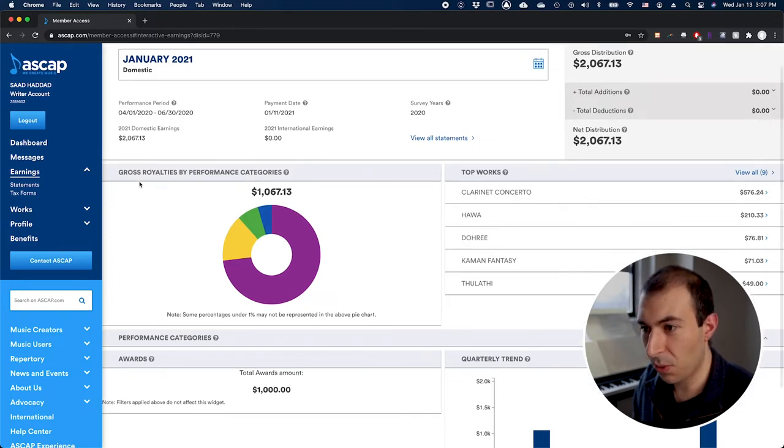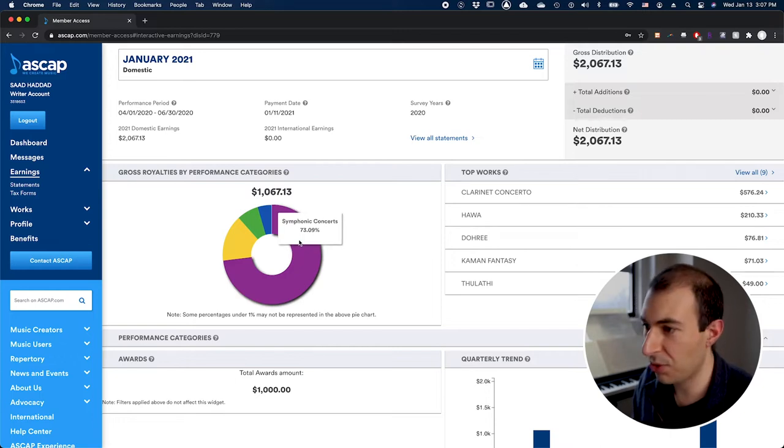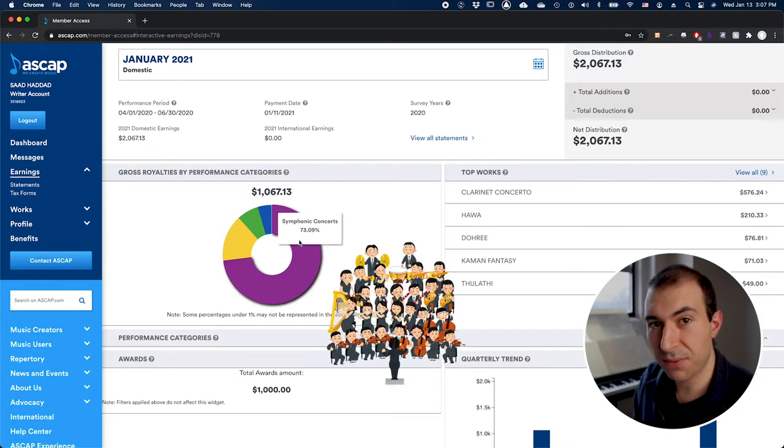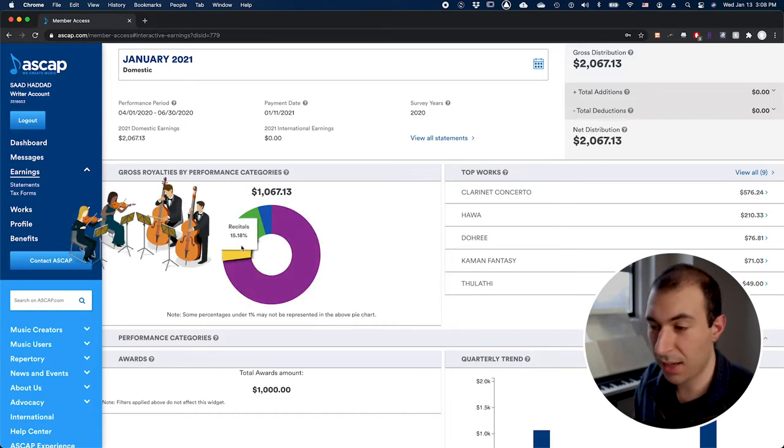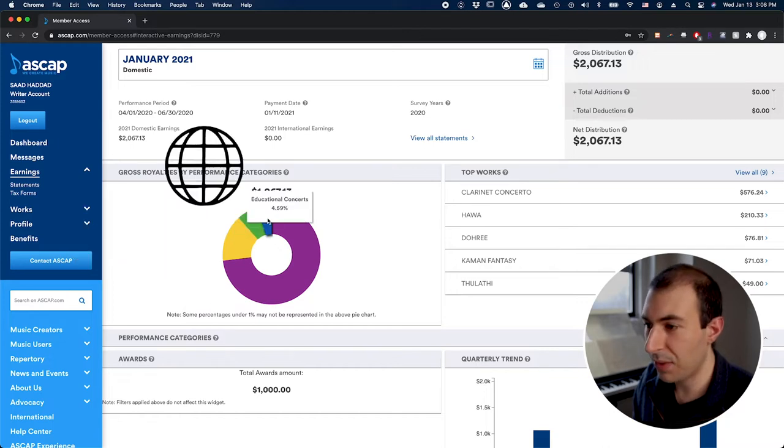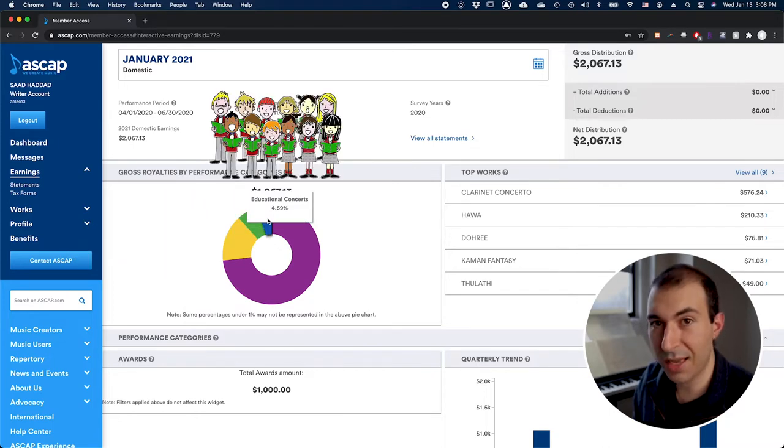This is the chart for the gross royalties by performance categories. This number is not 2067 like it was up here and up here. This number is 1067. I'm going to explain a little bit later why it's $1,000 less. So if we go through here, you see the percentage breakdown. You see 73% symphonic concerts. Okay, that's the biggest part of the pie. The second most is recitals, 15%. And the green here is internet, 7%. And then we have the blue educational concerts at 4.59%. So this is the total breakdown.